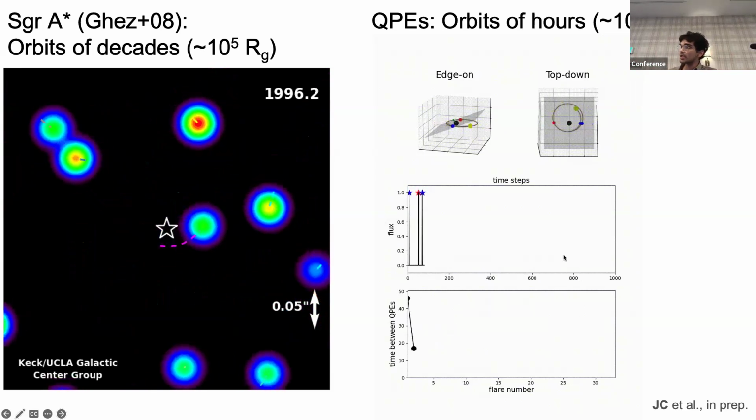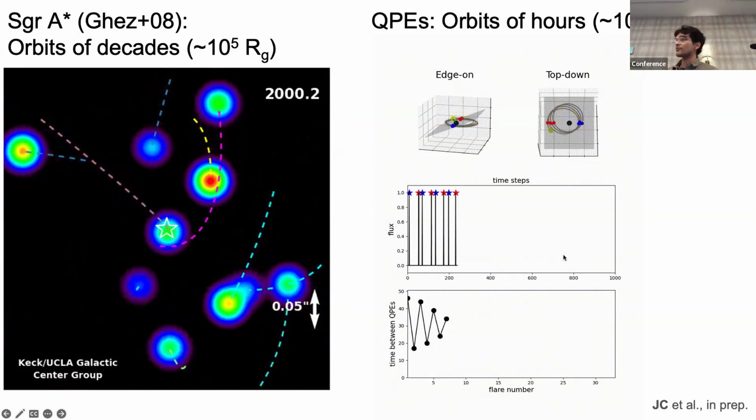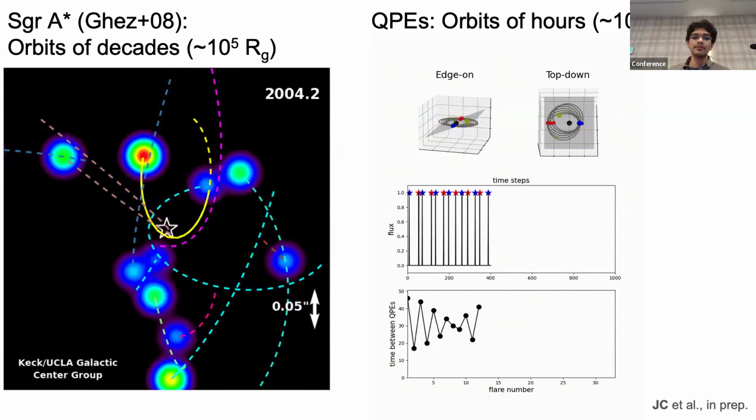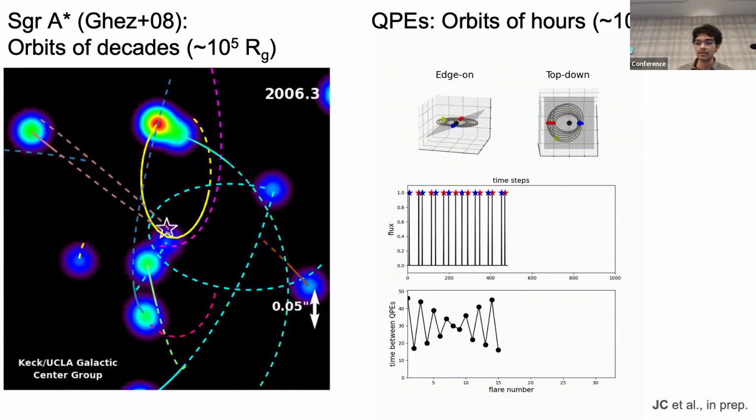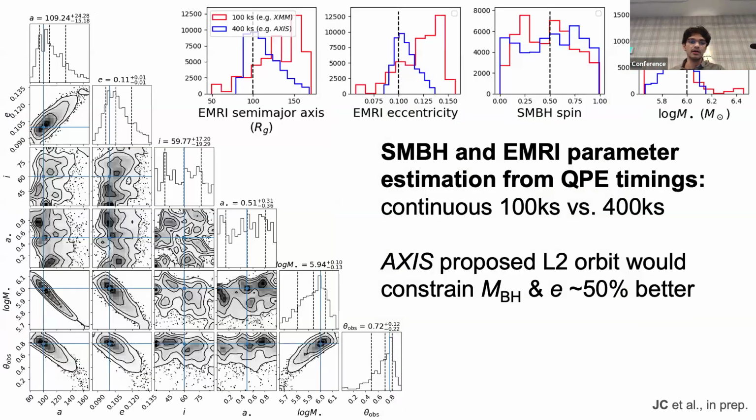So I've recently been looking into how measuring QPE timings precisely encodes information about the dynamics of this EMRI disk black hole system. And I think the most important facet that I'm finding is that the most important observational feature is that you want as long of a continuous observation as possible.